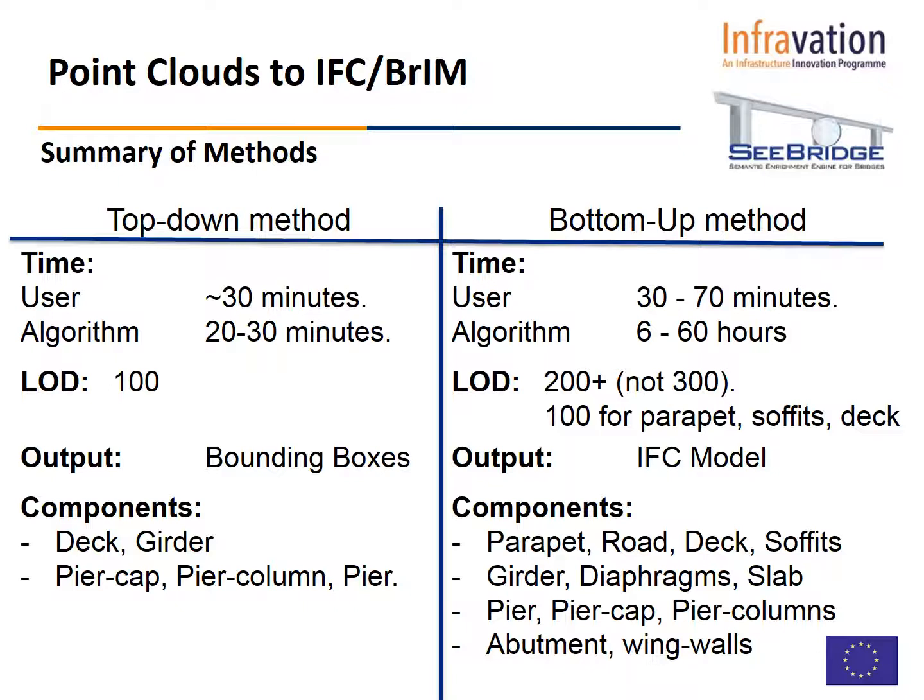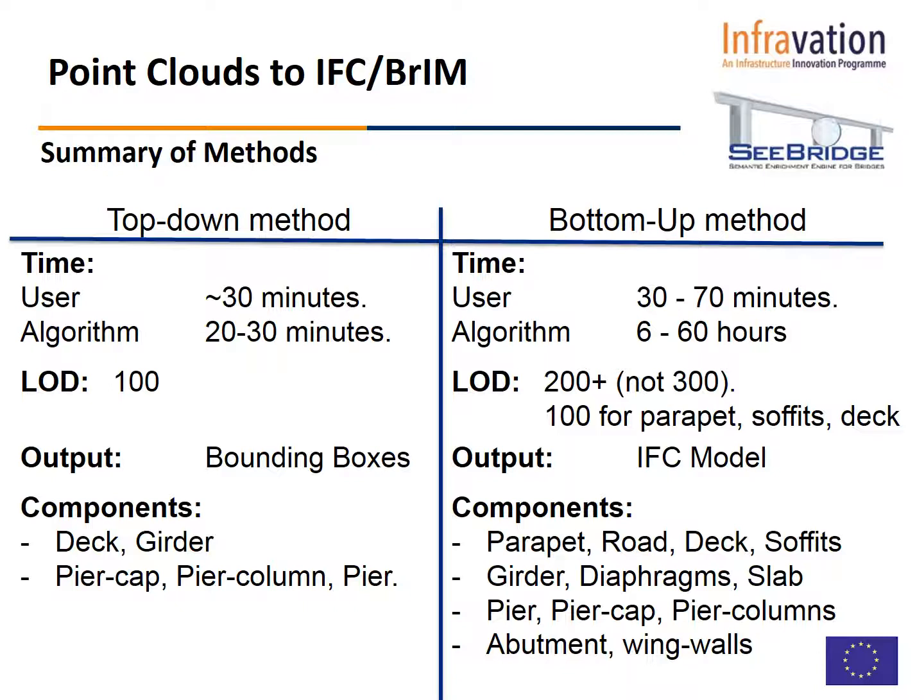However, the level of detail is at 100, and the output is bounding box descriptions. The only components you can get are the deck, the girder, a bounding box model of the deck, the girders, the pier cap, pier column, and pier. So we could think of it as the essential visible components of the bridge minus the abutments.